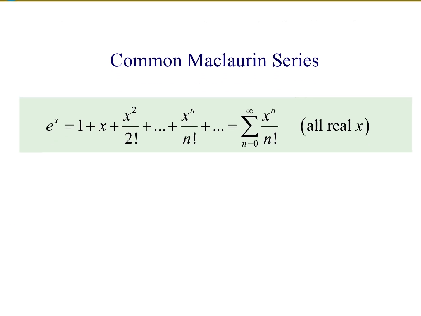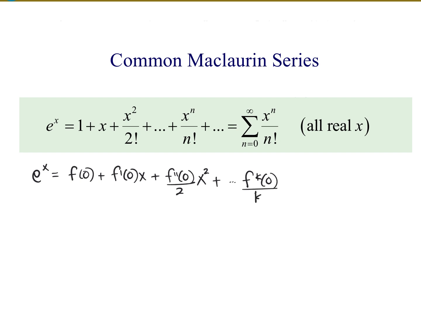Okay. e to the x. You can create e to the x from scratch, and knowing that it's centered at 0, it would create the following Maclaurin series. What we call a Maclaurin series is just a Taylor series centered at 0. In other words, where does this come from? So e to the x comes from f of 0 plus f prime of 0 times x plus f double prime of 0 over 2 factorial times x squared plus dot, dot, dot, f to the k of 0 over k factorial times x to the k, and then we keep going.